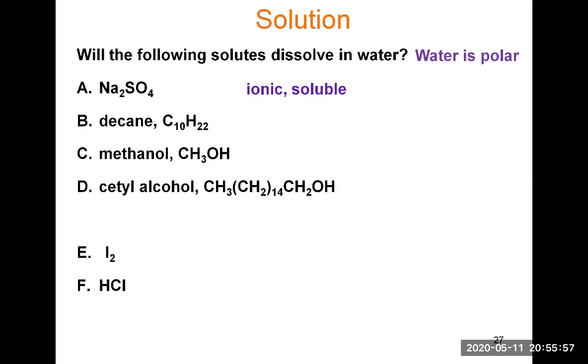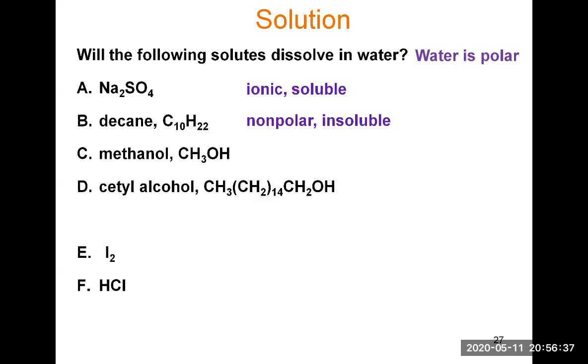Decane, C10H22. Is it soluble in water? Decane is a long chain of 10 carbons all surrounded by hydrogens to complete their octets. So it's only carbon-carbon and carbon-hydrogen bonds, which are all nonpolar. So we know that decane, this kind of molecule made of just carbon and hydrogen, is nonpolar. If it's nonpolar, it's going to be insoluble in water because water is polar.